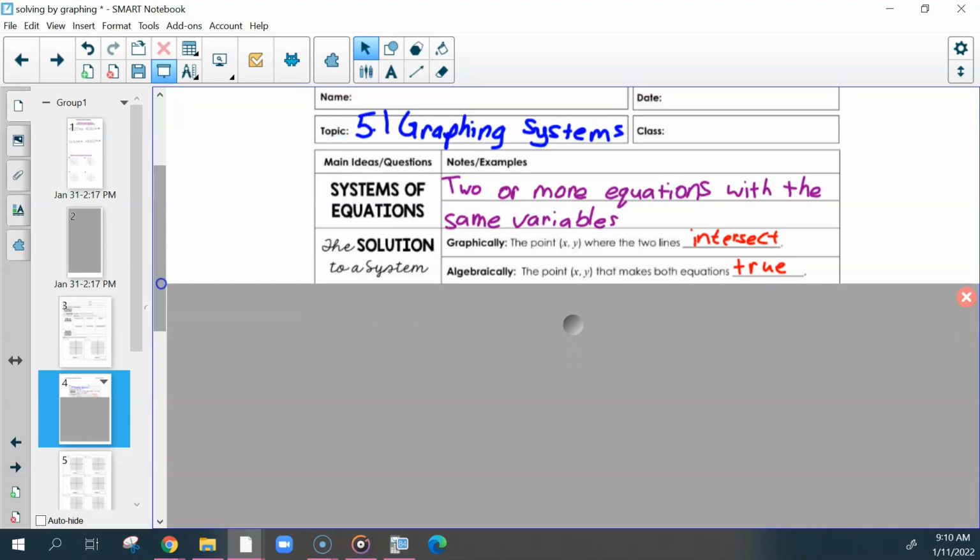So the definition for a system of equations: two or more equations with the same variables. Before, we solved equations to get a solution; now we're going to be solving multiple equations to still find a solution. When we find the solution to a system graphically, it would be where the two lines intersect.